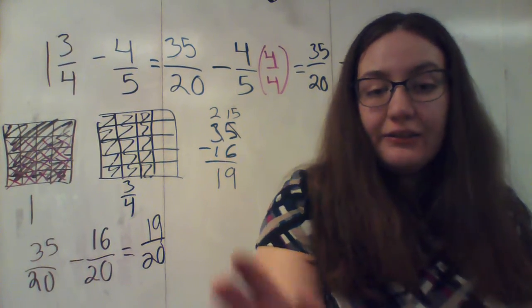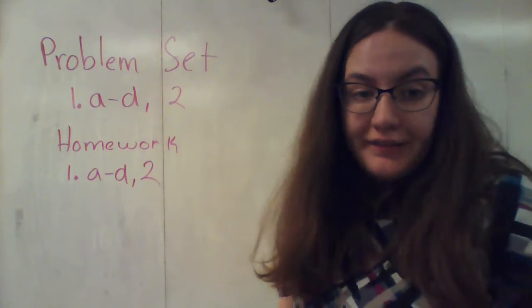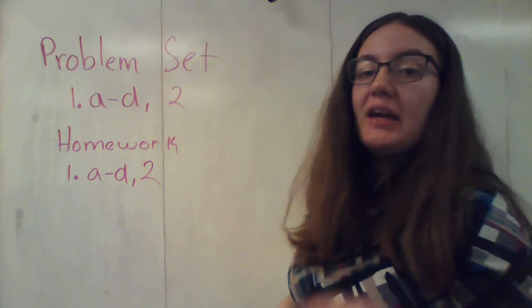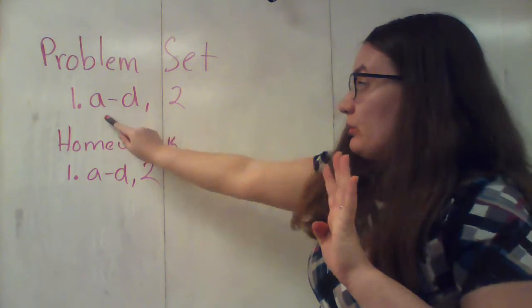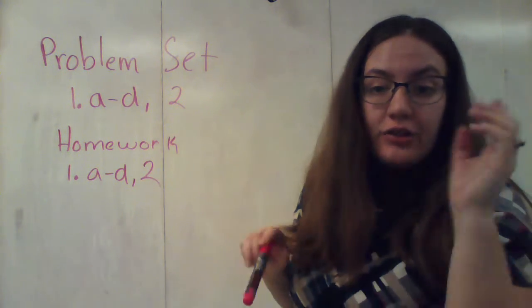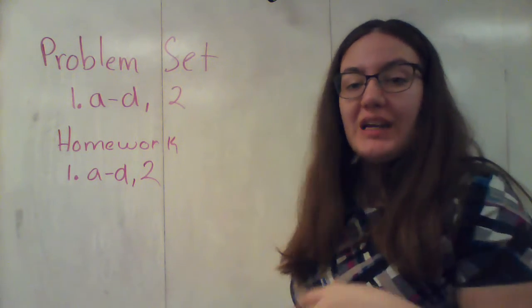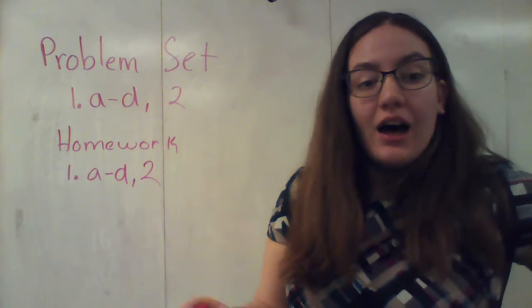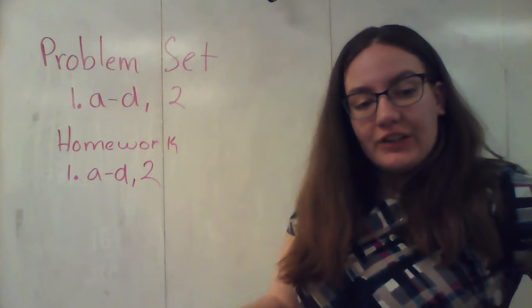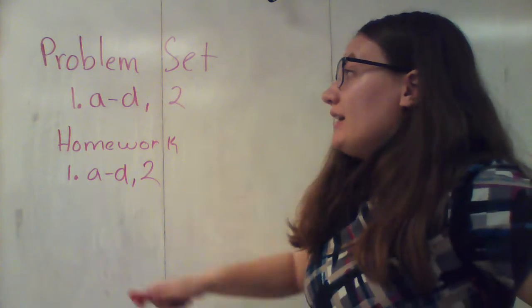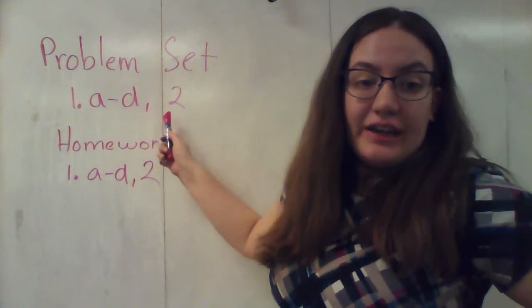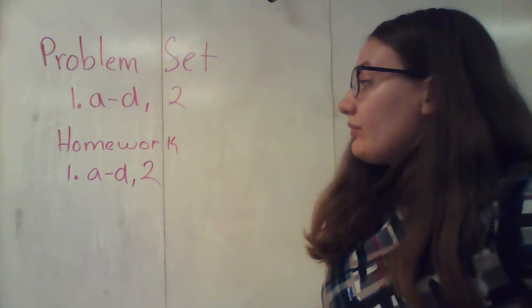So give me a second, and I'll write it up on the board. All right, 5th grade. So for your problem set today, I'm only going to give you 4 problems, A through D, and then number 2. So you have a total of 5 problems for your problem set. Again, I'll always put the answers up on Google Classroom, and then you can check your answers once you're finished with the problem set. So again, just 1, A through D, and then word problem number 2.